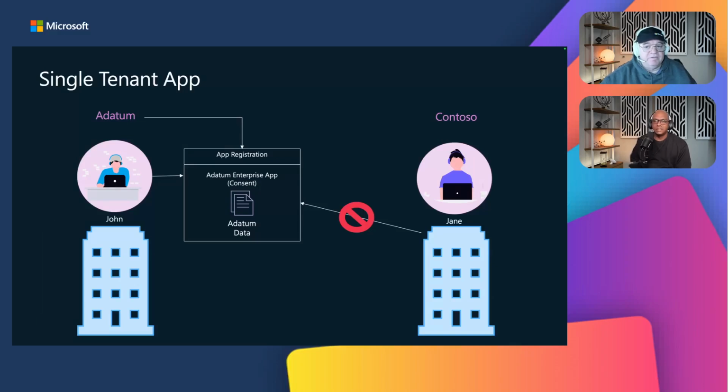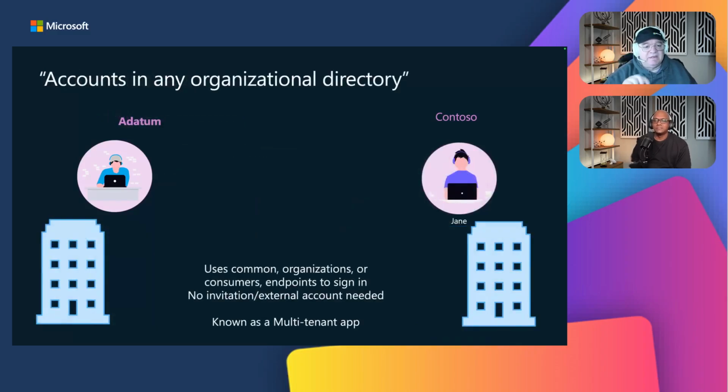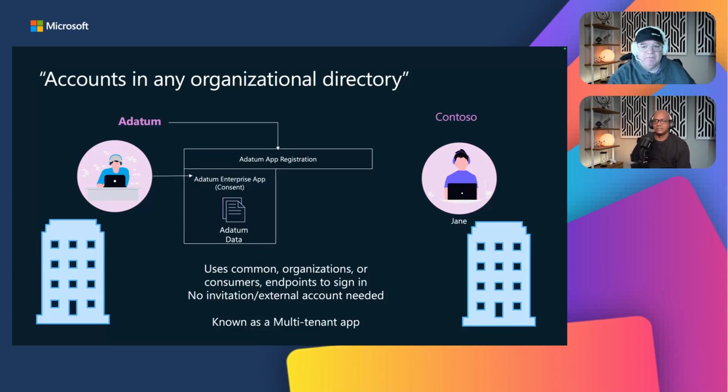Now, if we look at how this works for multi-tenant, this is the second option of supported account types: accounts in any organizational directory. What this means is you're happy with any user signing into your app. It doesn't matter what tenant they're connected to. You can even optionally add in consumer accounts here if you wanted Microsoft personal accounts to be included. But here, adatum registers the app in its tenant, just like we had talked about. And in the adatum tenant, there's a service principal that gets created.